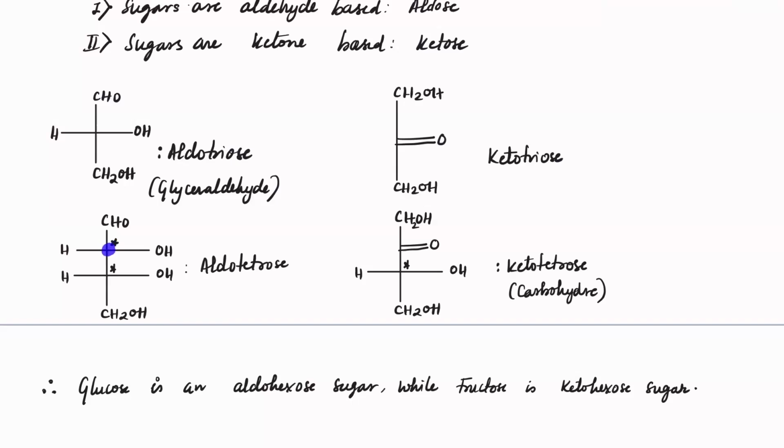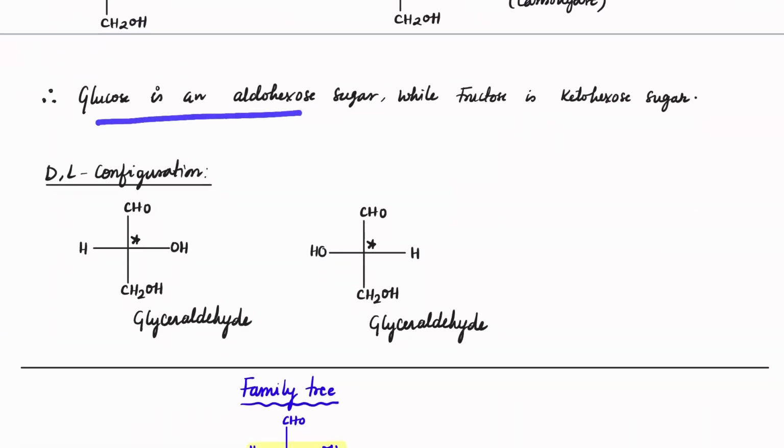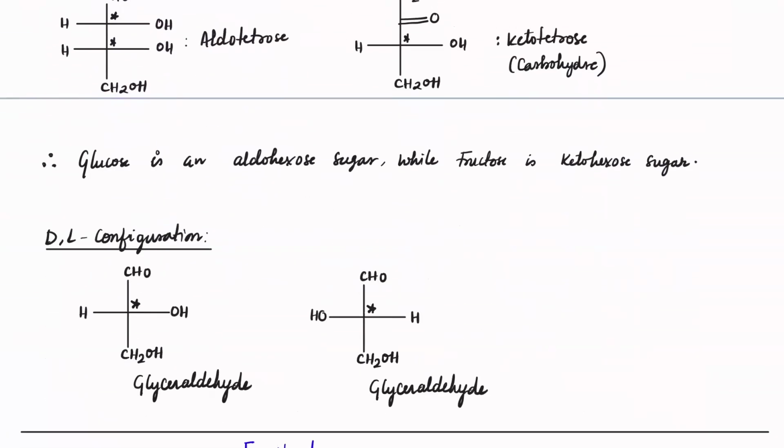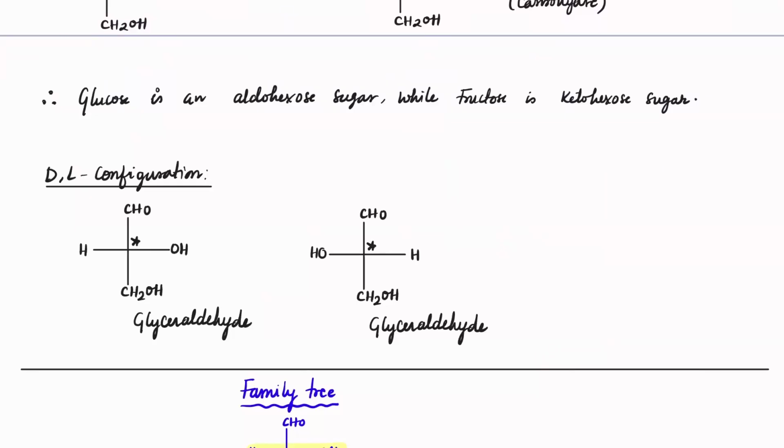Now imagine if I increase one more carbon, I get one extra OH here and OH here and CH2OH here. So what do we call this? This is called aldotetrose. Okay. Similarly, this will become ketotetrose. Now, glucose, because it has an aldehyde on it, we call it aldohexose because there are 6 carbons, while fructose is a ketohexose sugar. So this is the third classification, wherein we are checking the number of carbons and deciding what type of sugar it is and which family it belongs to, whether aldehyde or ketone.